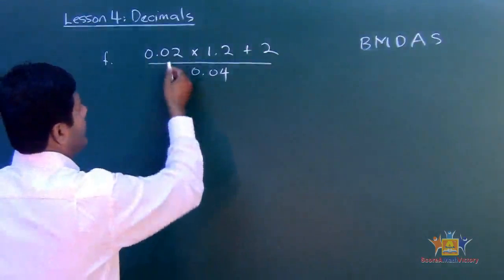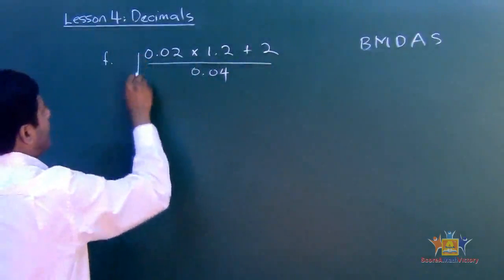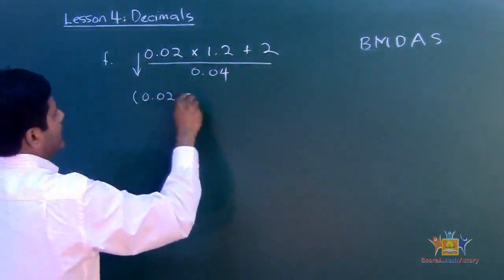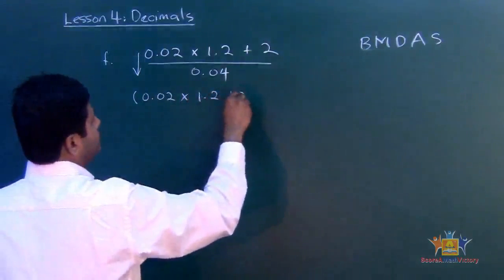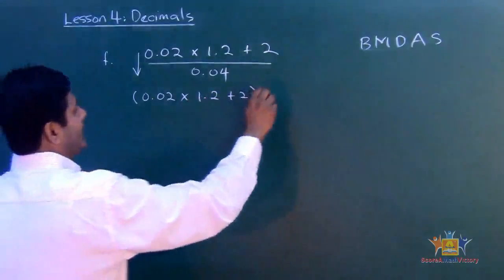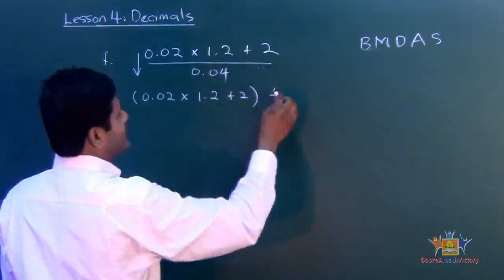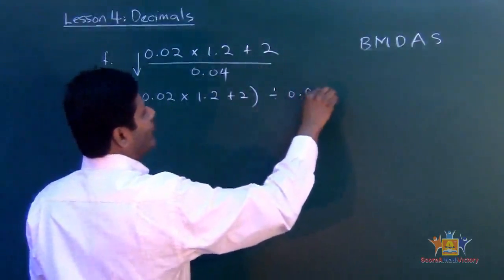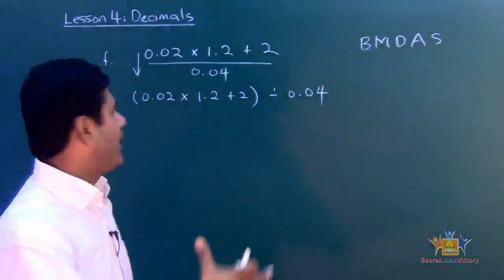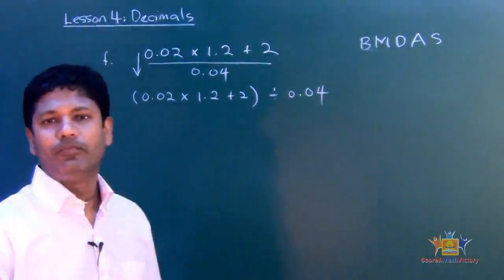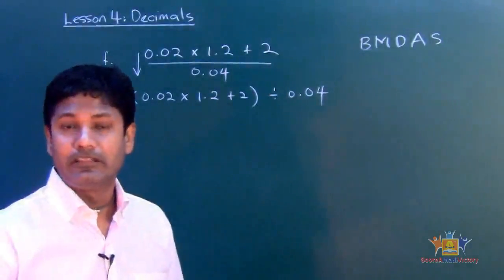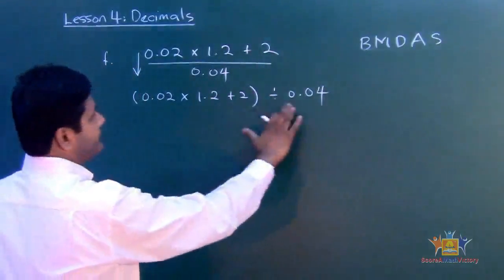So in other words, if I had to rewrite this thing, using the arrow down method: 0.02 times 1.2 plus 2. The whole thing has to be solved first. Then I can divide that, because that line is a division line, by 0.04. Right there. See that? It's just been expressed in a different form. But you translate that into the way that you know how to solve it. It's solvable.